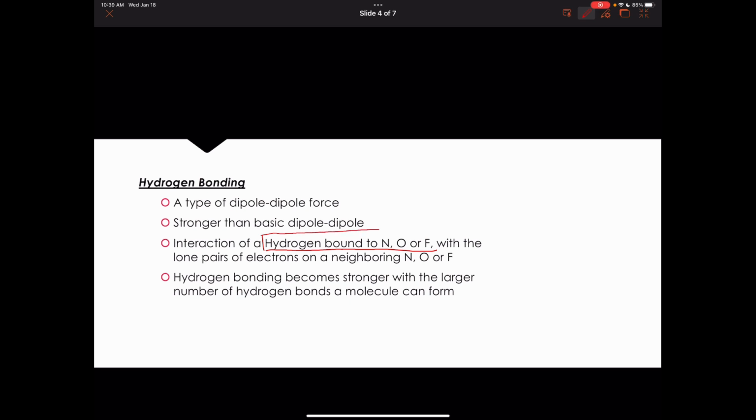Hydrogen bonding, very importantly, has two criteria. So this is the first one. Hydrogen's bound to nitrogen, oxygen, or fluorine. And that nitrogen, oxygen, or fluorine is going to interact with lone pairs of electrons on a neighboring nitrogen, oxygen, or fluorine. Hydrogen bonding becomes stronger with the larger number of hydrogen bonds a molecule can form, as well as the more polar the bond to hydrogen is.